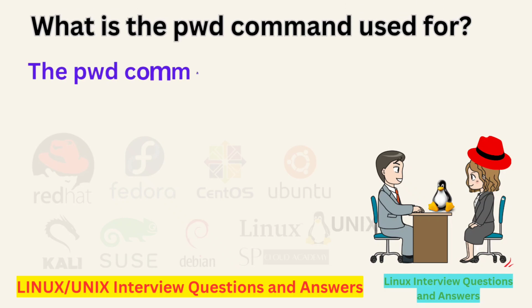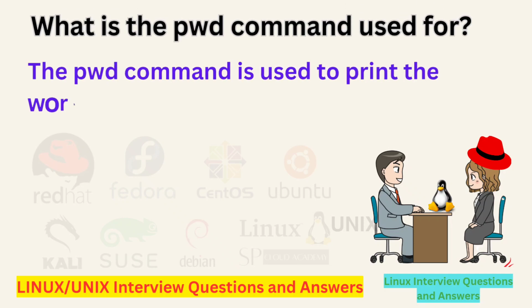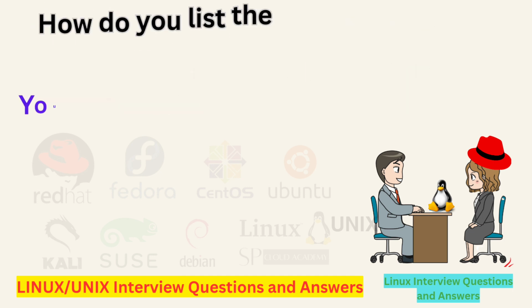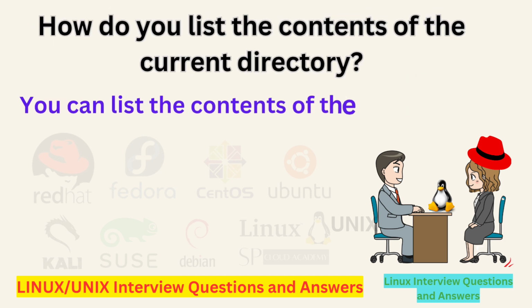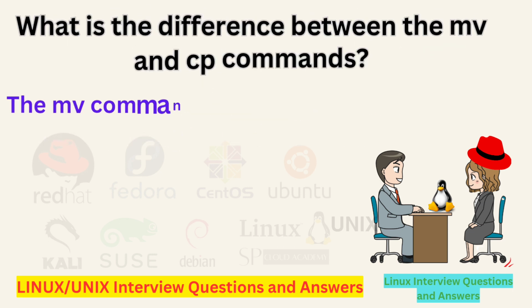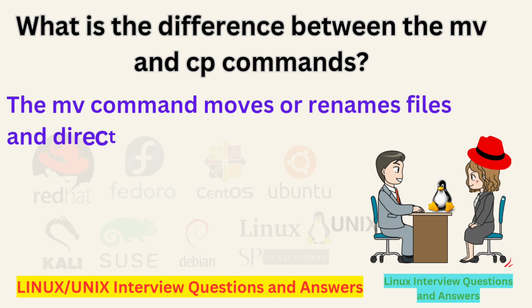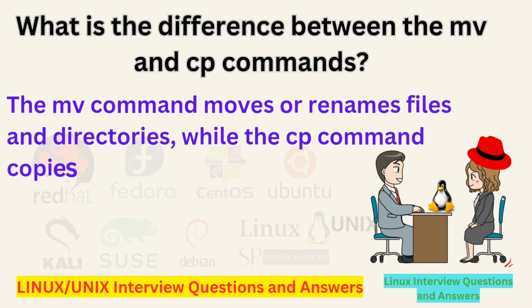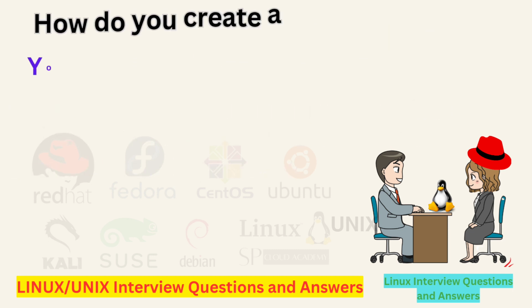What is the pwd command used for? The pwd command is used to print the working directory. How do you list the contents of the current directory? You can list the contents of the current directory using the ls command. What is the difference between the mv and cp commands? The mv command moves or renames files and directories, while the cp command copies files and directories.